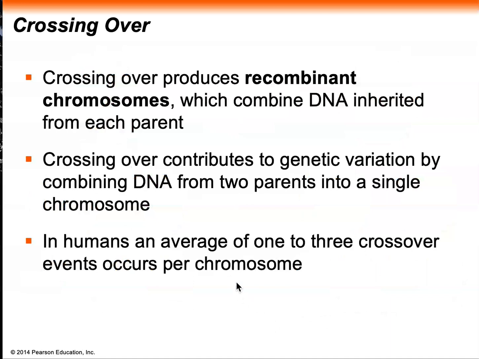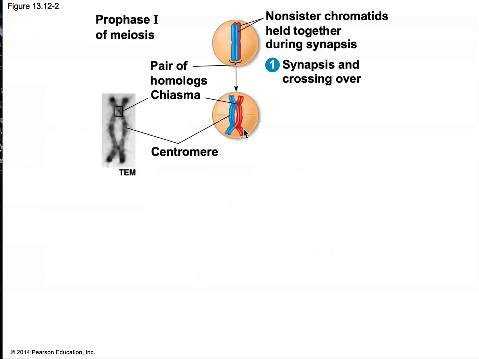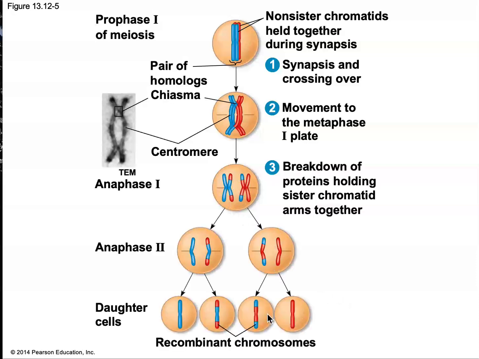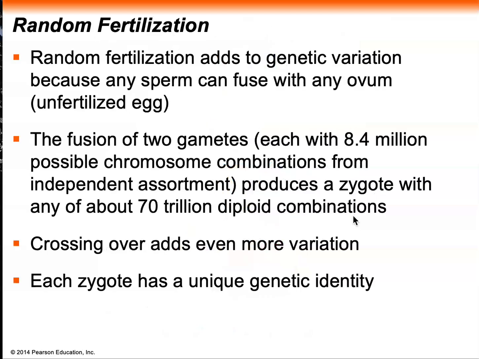And then throwing into this is the whole crossing over that we covered earlier. So there's an average of 1 to 3 crossover events per chromosome. So that is going to further mix up that combination of genes that were originally from your mom and your dad into the chromosomes of your gametes. Okay. And so you've got over 8 million possible chromosome combinations just from independent assortment. And then you've got all that crossing over that happens.